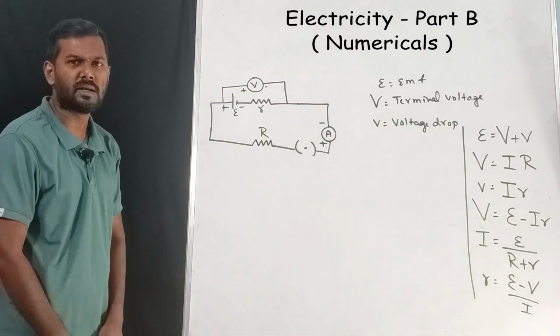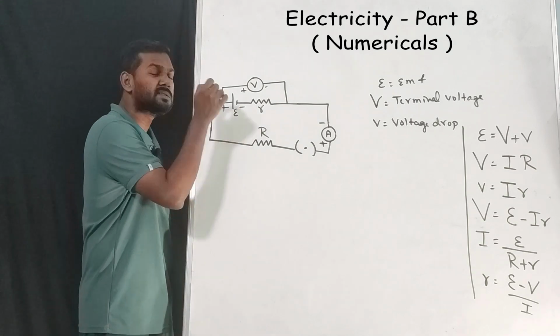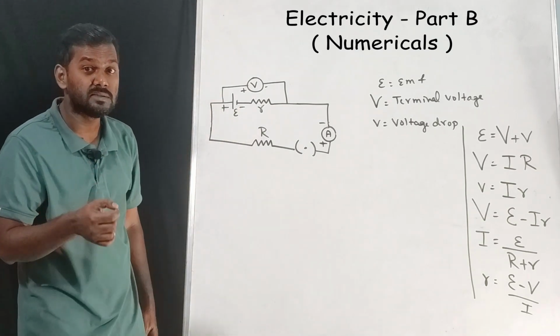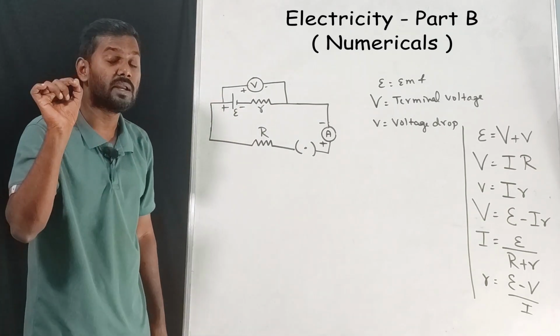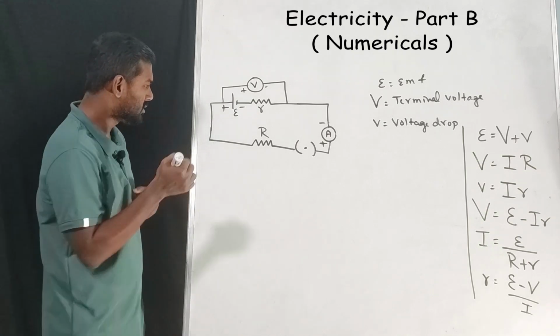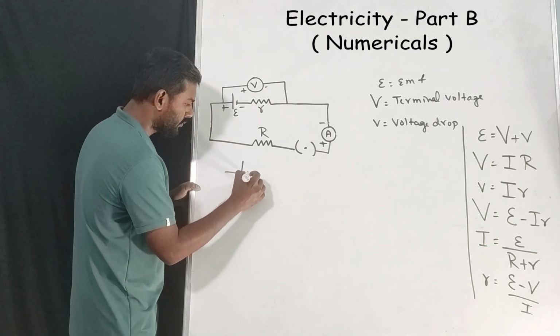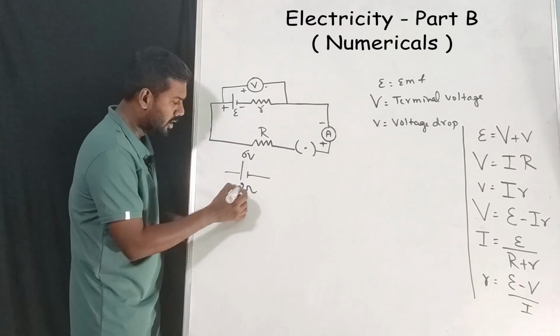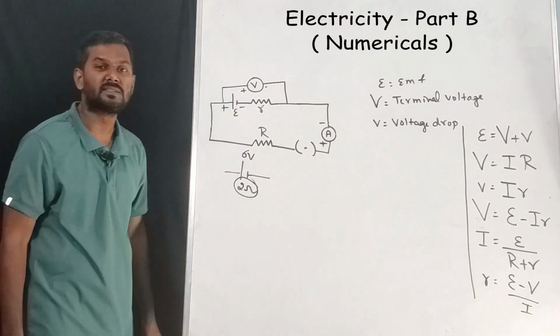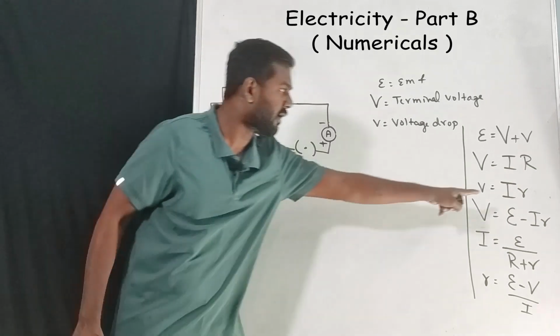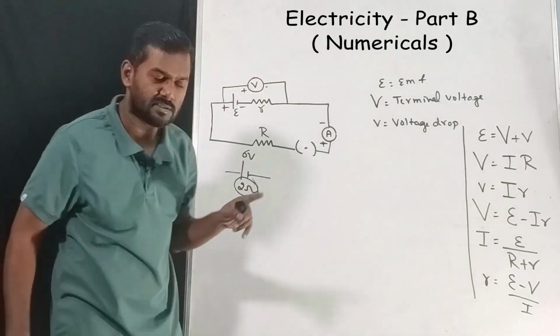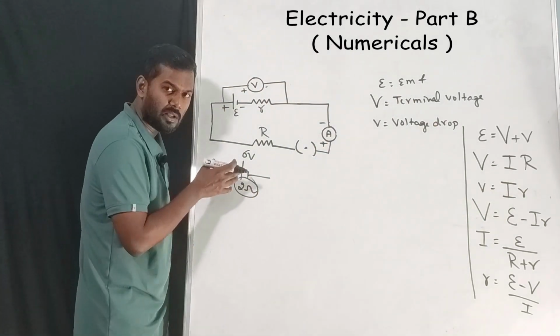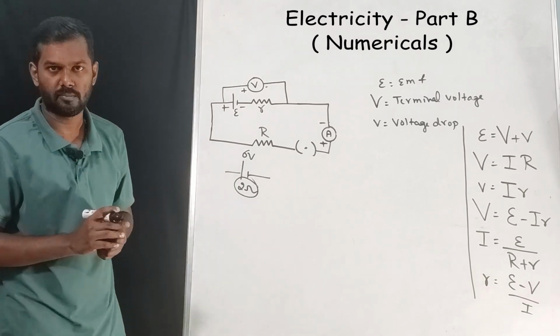What do you mean by internal resistance? The resistance in the battery is called internal resistance. In some questions they'll give it like this: 6 volts and 2 ohm. So this is the internal resistance of the circuit. Now you have to know how to take the value of internal resistance, right? It is nothing but the resistance in the battery.